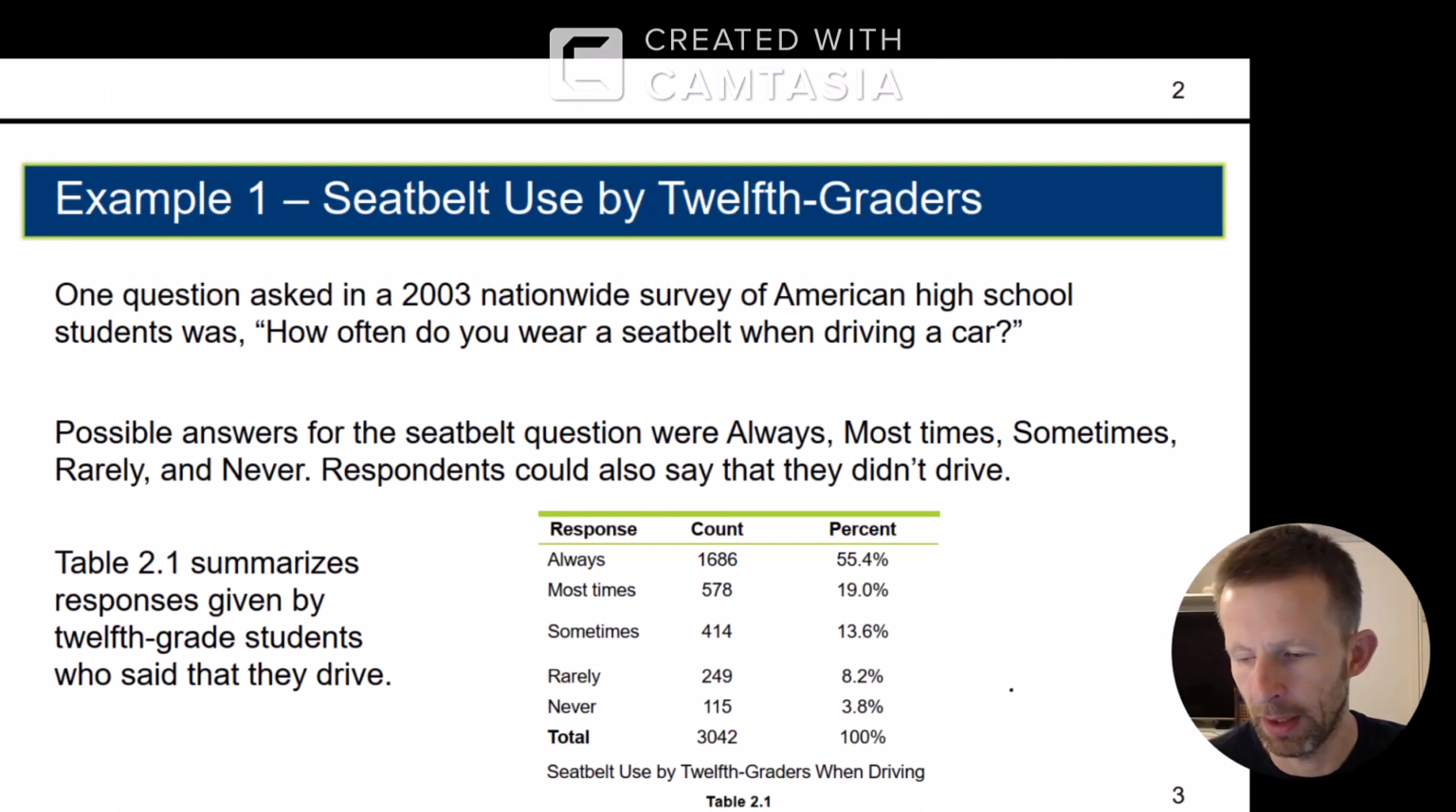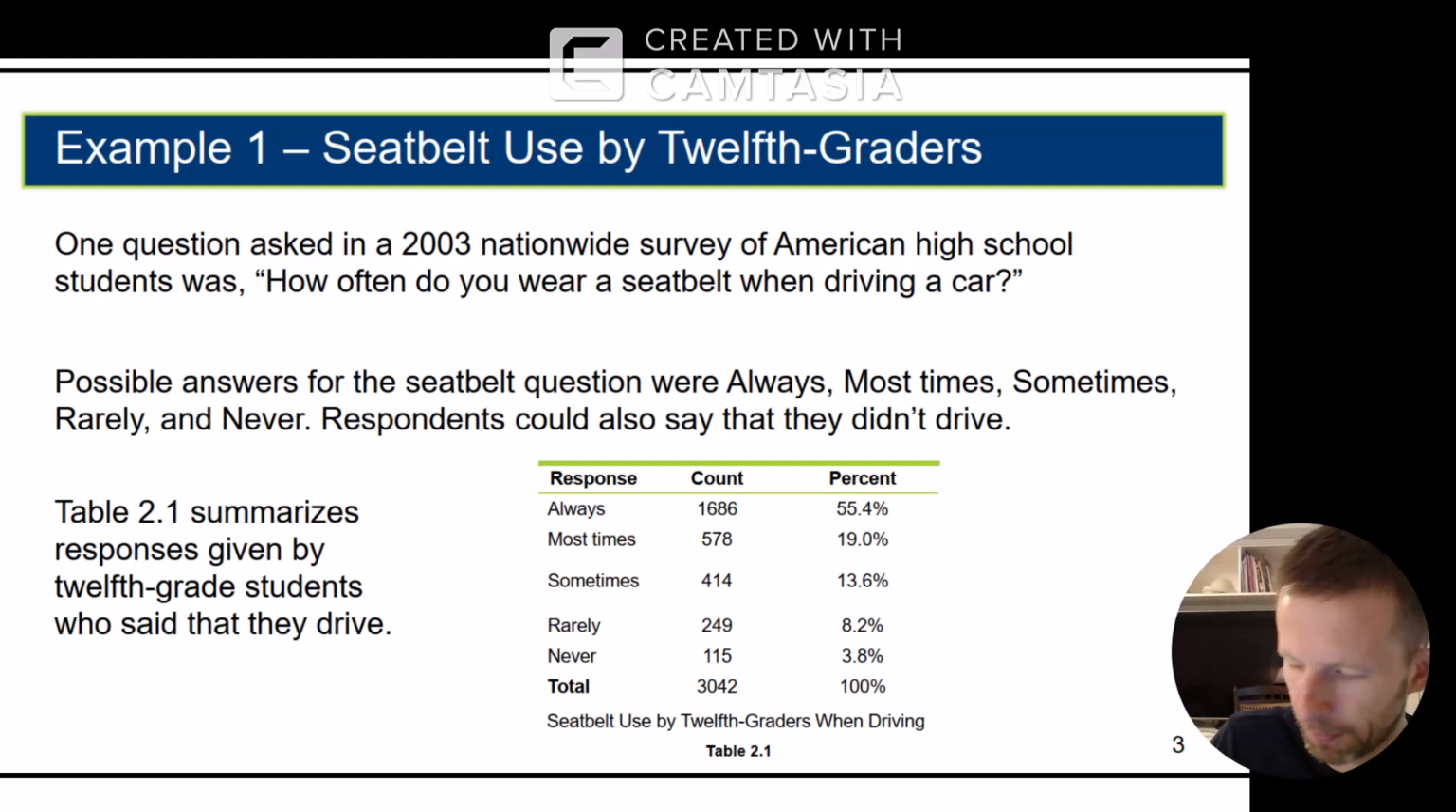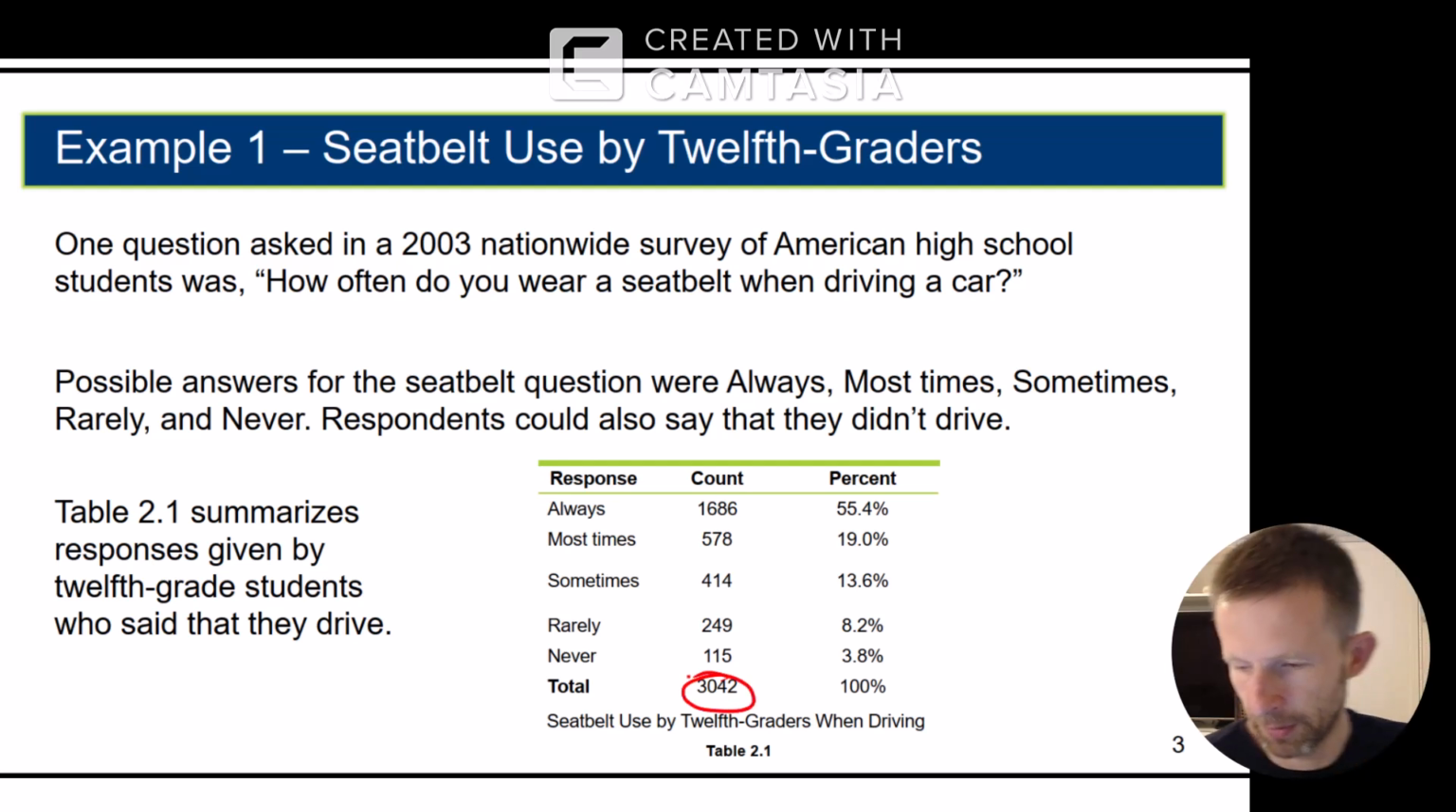So here is data, seatbelt use by 12th graders. One of the questions in a 2003 national survey asked, how often do you wear a seatbelt while driving a car? Possible answers were always, most times, sometimes, rarely, or never. So 5 different categories. Respondents could also say that they didn't drive. A total of 3,042 seniors were asked, and here are the different counts. 1686 said always, most times 587, etc.